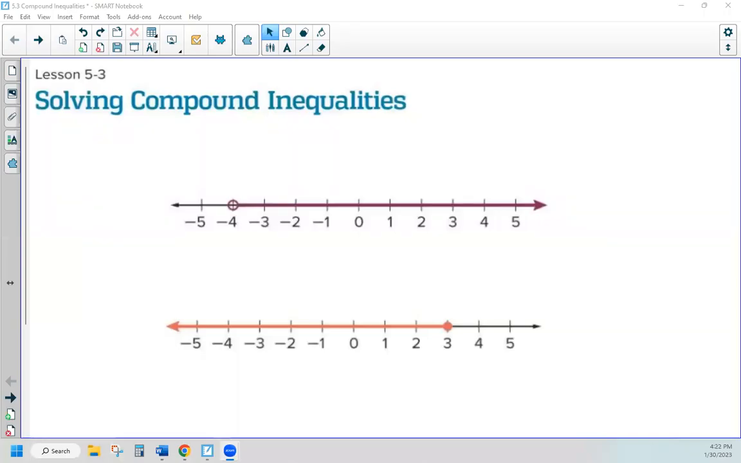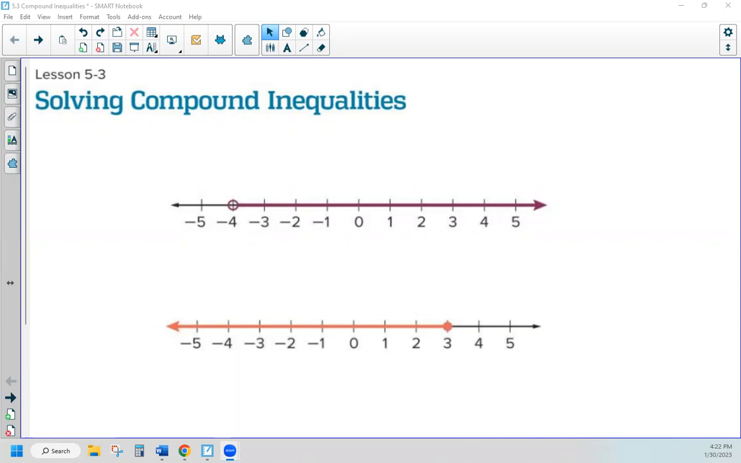This is the 5.3 compound inequalities. Before we talk about compound inequalities, let's review the regular type of inequalities that we did in 5.1 and 5.2. If we look at these two number lines right here in front of us, we can see two different graphs.